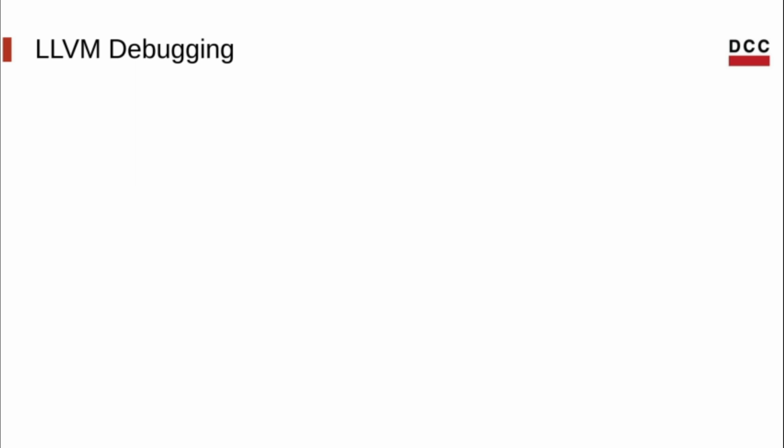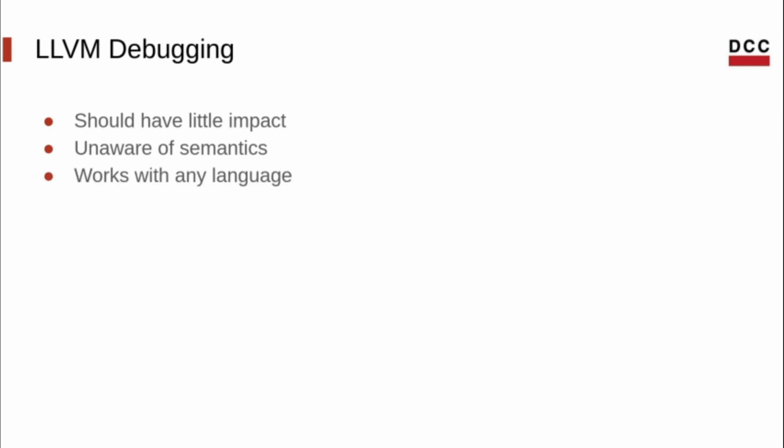The debug information must only serve its purposes. In other words, it should have little impact in the rest of the compiler. No transformations, analysis, or code generators should need to be modified because of debug information. Also, debug information does not need to know anything about the semantics of the source level language, since LLVM is designed to support different languages. Obviously, it should work with any language, not putting any restrictions depending on the source code language. Also, it needs to be compatible with traditional machine code level debuggers like GDB.